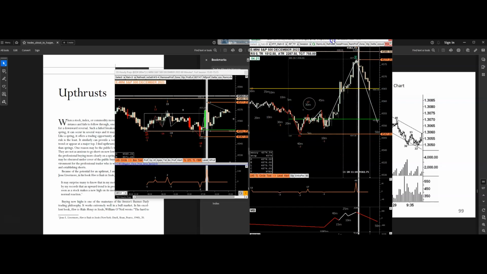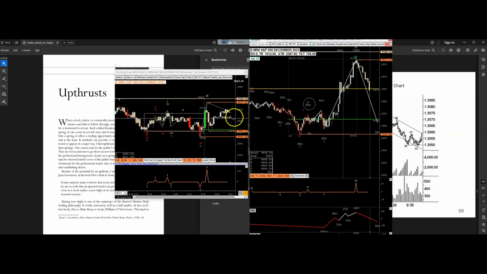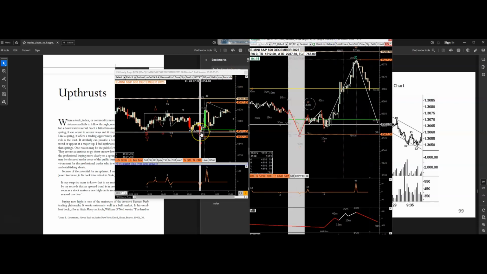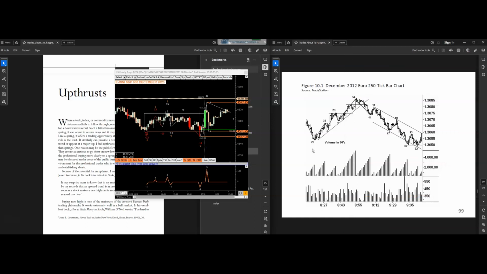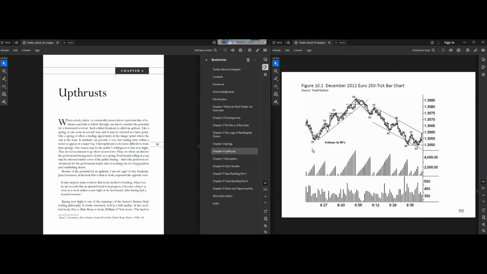All right, so I'm literally showing you exactly what to look for on a fake out. All right, I'm done with this. That was the opportunity today on the ES. Now we're going to take a look at upthrusts.